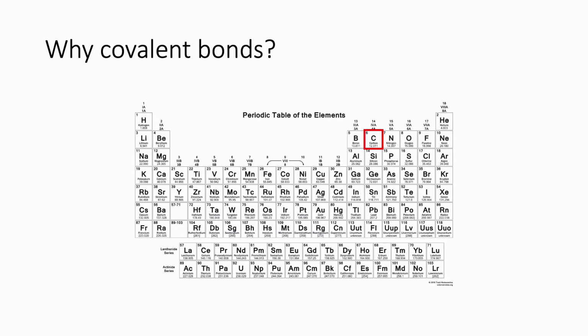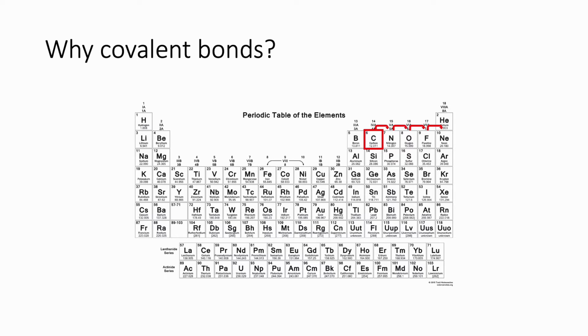On this periodic table, I have highlighted the element carbon, an element which forms a lot of covalent bonds. So let's think about what it would take in order to get carbon to form an ion. Would it form an anion or a cation? Well, if it formed an anion, it would have to gain a bunch of electrons. How many electrons would it have to gain? It would have to gain 1, 2, 3, 4. 4 electrons, which is a lot of electrons to gain.